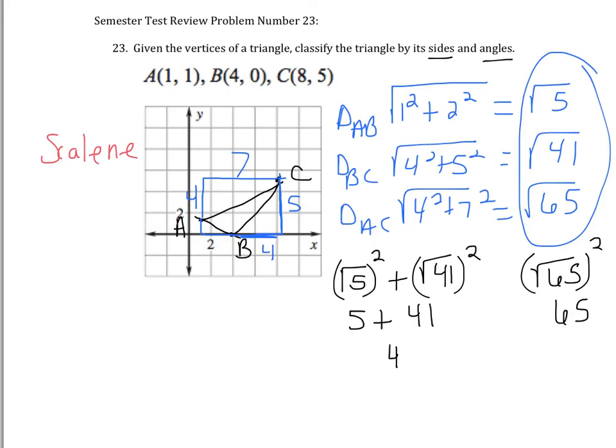Well, 5 plus 41 is 46, which is actually smaller than what we need to have a right triangle. So in other words, the hypotenuse is too big. If we think about the hinge theorem, at this vertex here at B, that angle had to swing open bigger than 90 in order for us to have a longer than we need hypotenuse. So since it swung open bigger and the hypotenuse is too long, we do in fact know that we have an obtuse triangle. So this triangle ABC we would classify as scalene obtuse.